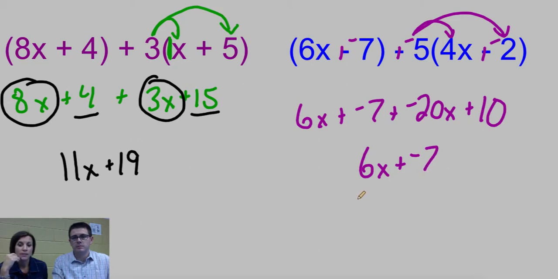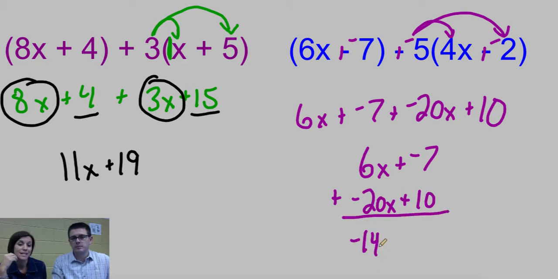6x plus a negative 7 plus negative 20x plus 10. They're all different signs. Negative 20x plus 6x is a negative 14x. 10 plus a negative 7 is a positive 3. Tricky, tricky. So whichever method works better for your brain, whether it's lining up or just adding your like terms going across, is fine. But watch for that distributive, especially when you need to distribute through that negative to each of the terms in that second expression.